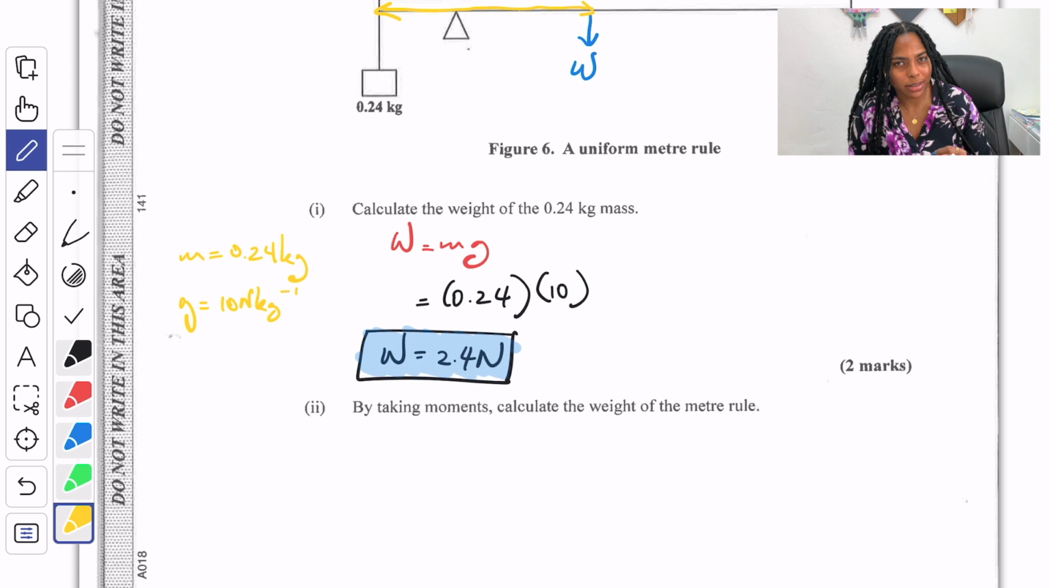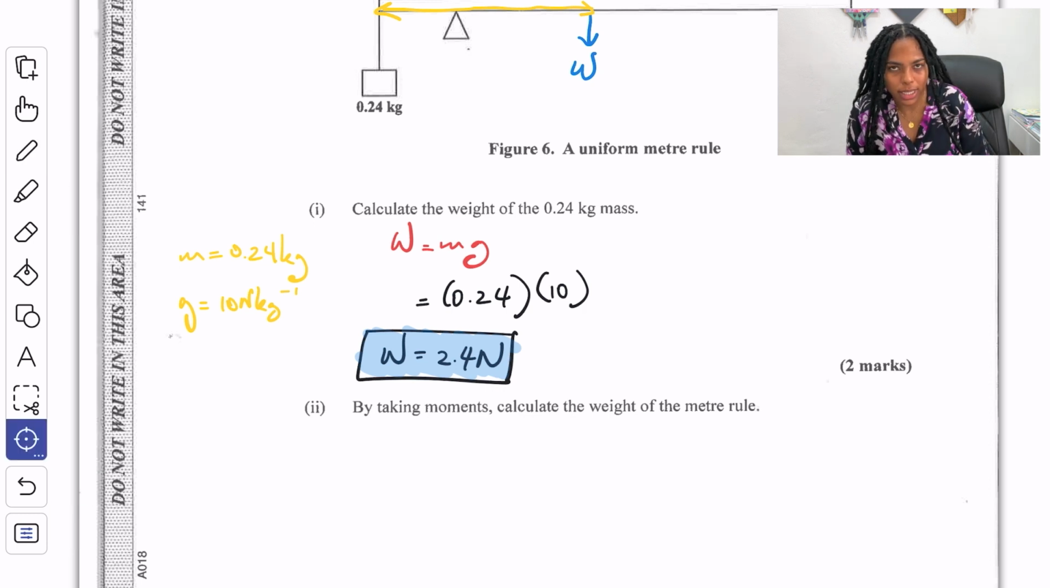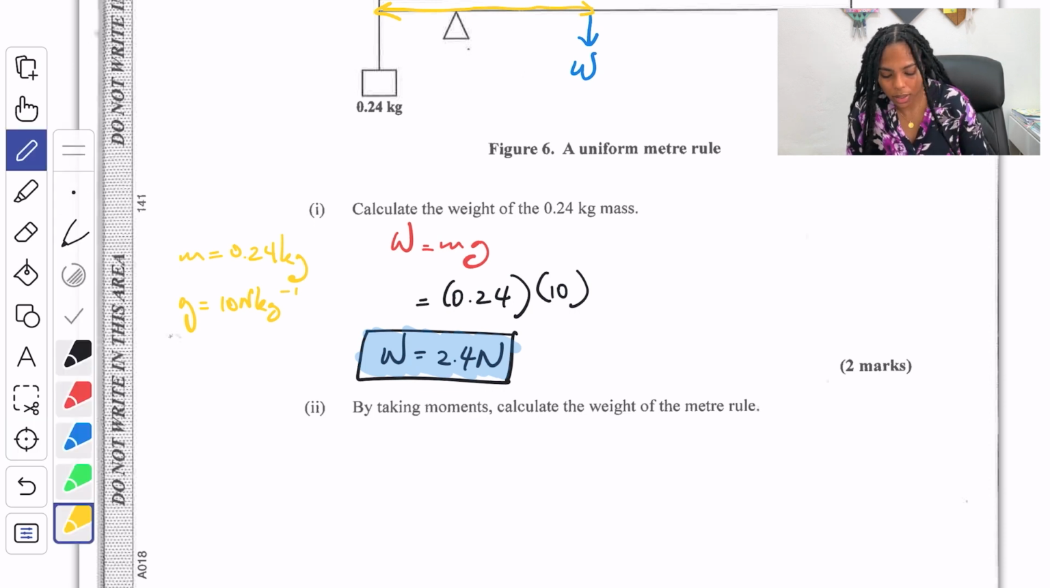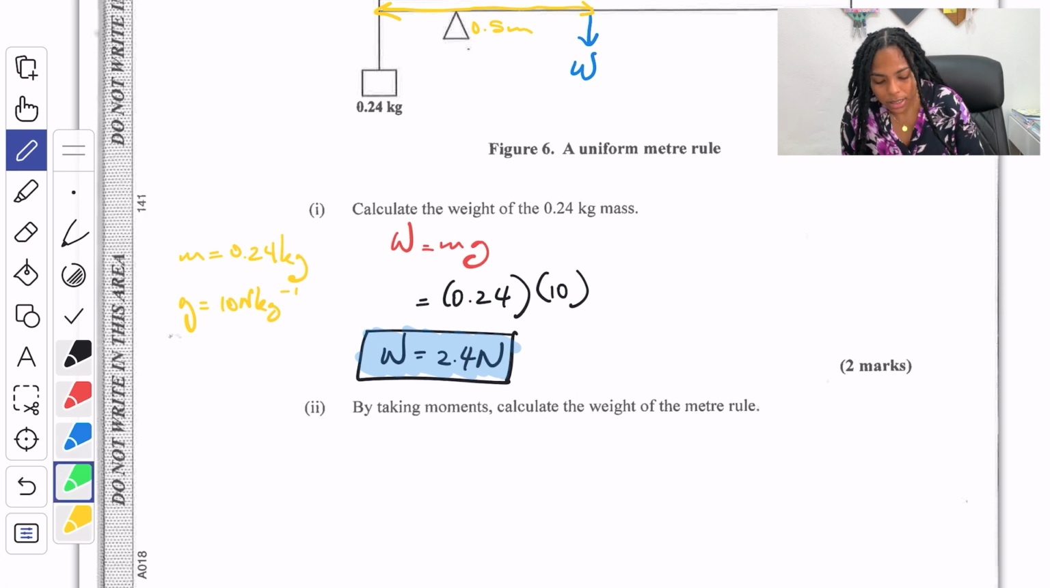But we know with moments, we're talking about distance from the pivot to where the force is acting. So if this is 0.18 meters away from there, let's think about converting centimeters to meters here. If I know this is 50 centimeters away, if I divide by 100, I get 0.5 meters. So it means the weight of this meter rule is 0.5 meters away from the end. So if this whole long distance is 0.5 meters, then the actual distance from the pivot to the weight is going to be 0.5.